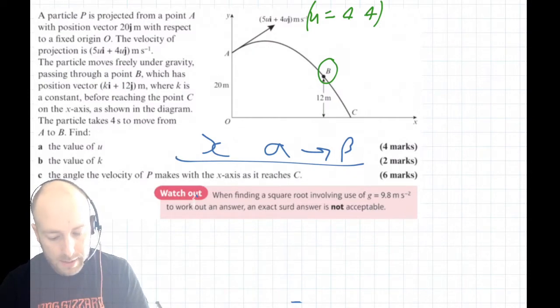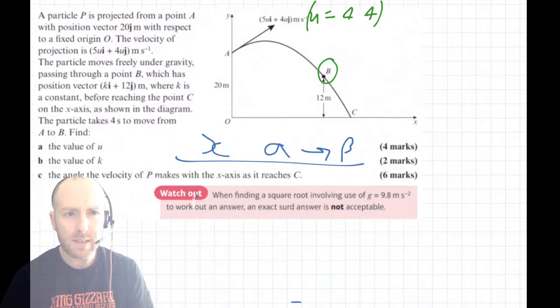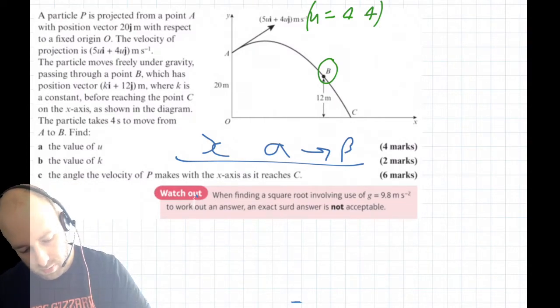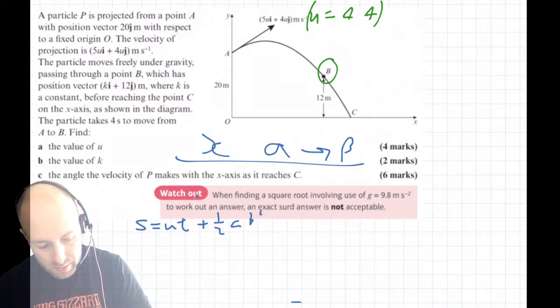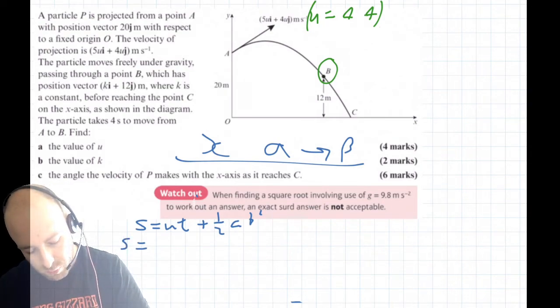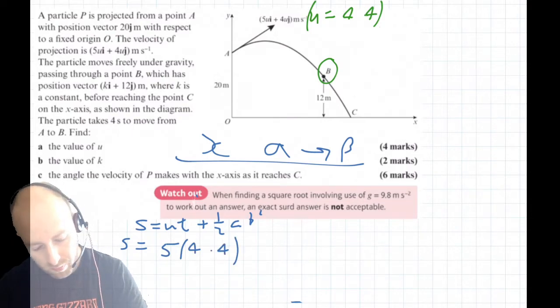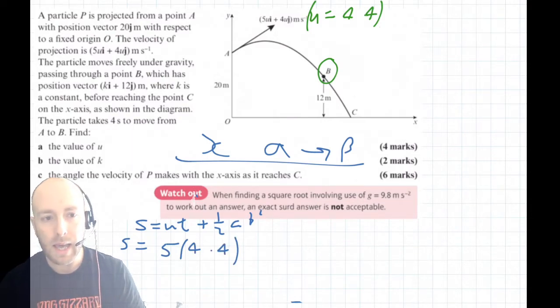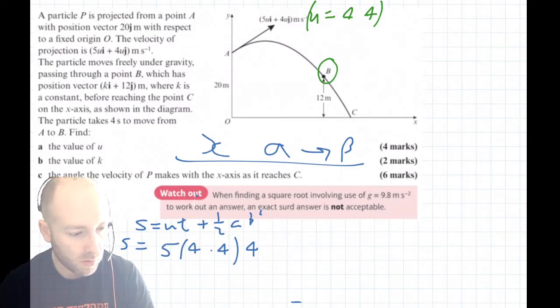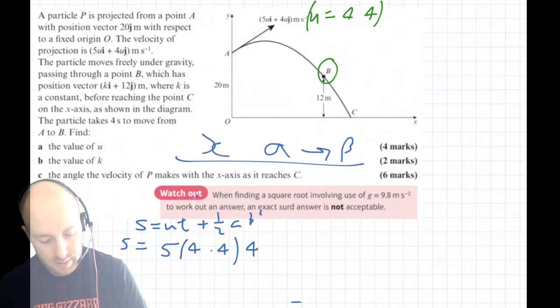Again, s equals ut plus half at squared. S is the thing we're trying to find this time. S is going to equal, well, the initial velocity here is 5u, so 5 lots of 4.4 times t. T is 4, and a is 0. So we just times all that together, we get 20 times 4.4, which gives me 88.